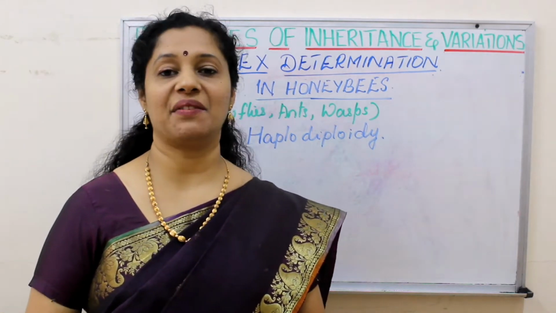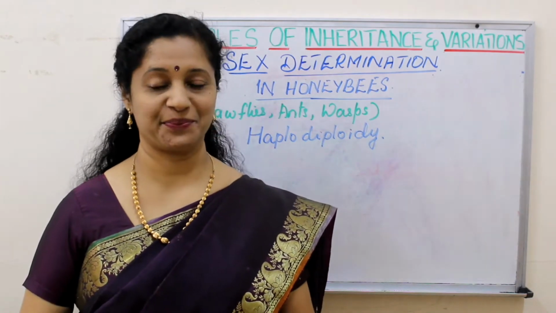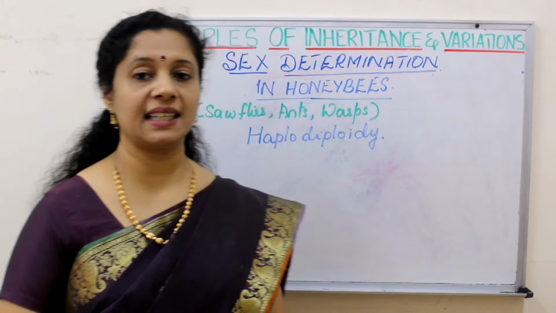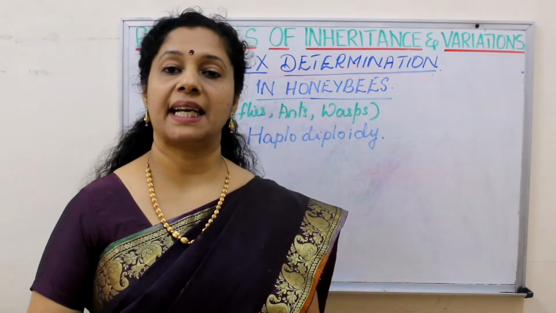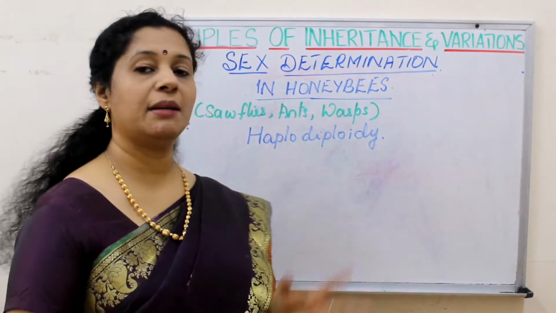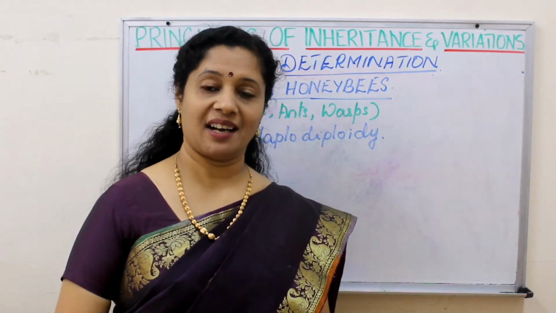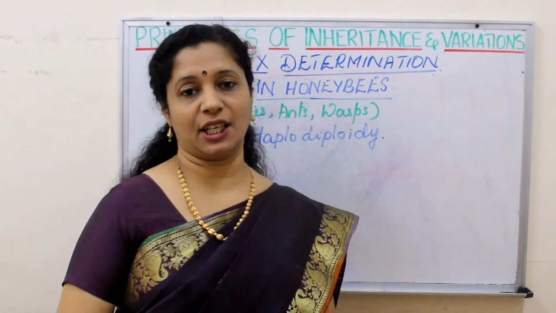Here it is slightly different from the other patterns we learned, that is why it is treated as a separate video. In honeybees, and not only in honeybees, certain other insects like sawflies, ants and wasps, have a mechanism called haplodiploidy. You are very familiar with the words haploid and diploid, aren't you? Haploid means there is only one set of chromosomes.